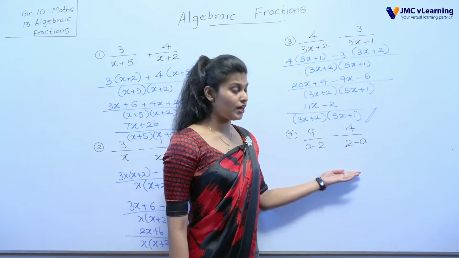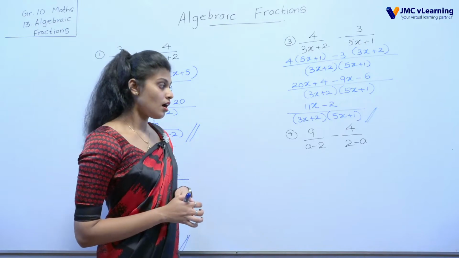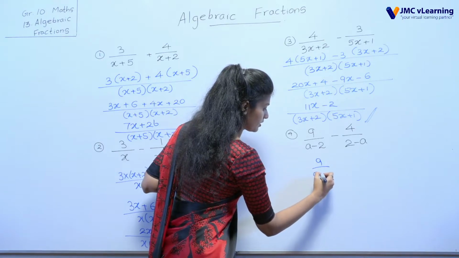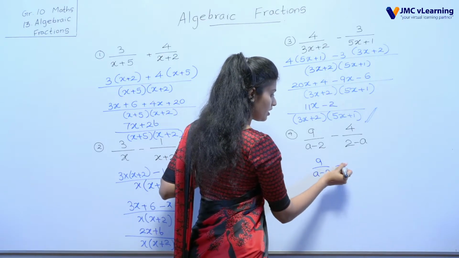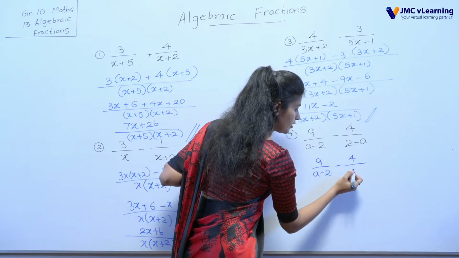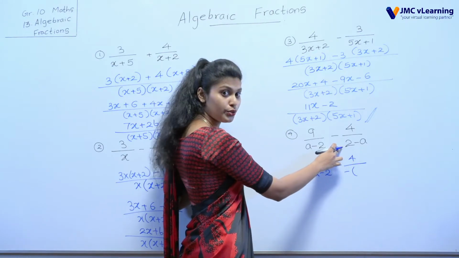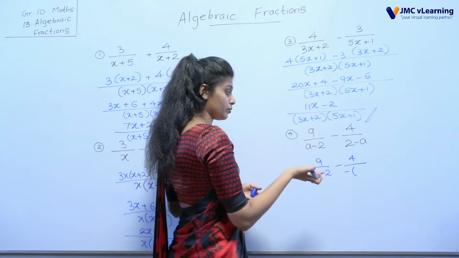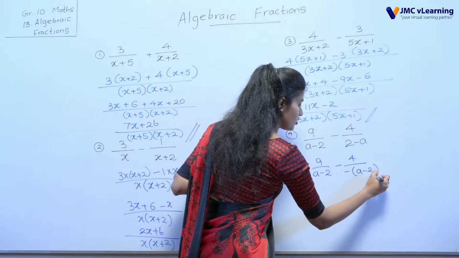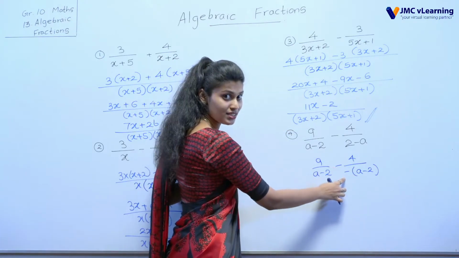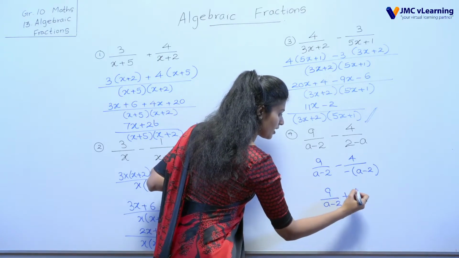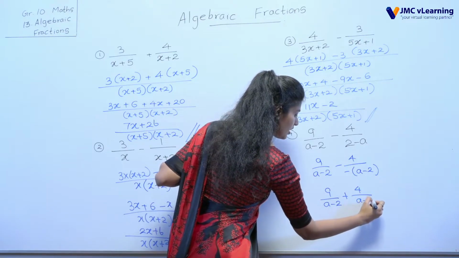Then in this part you can take equal denominators. How? Let's take minus out. Let's keep this fraction like this and keep the minus part of this part out. Then when you take minus out, here 2 is turned into a minus number and a is turned to a plus number. Then a minus 2, like that way. Then here minus minus plus, you can write the question as 9 over a minus 2 plus 4 over a minus 2.